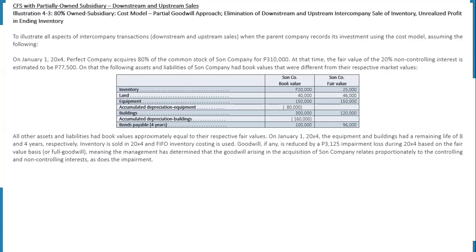However, inventory is sold in 20x4, and the first-in first-out inventory costing method is used. Goodwill, if any, is reduced by a 3,125 impairment loss.